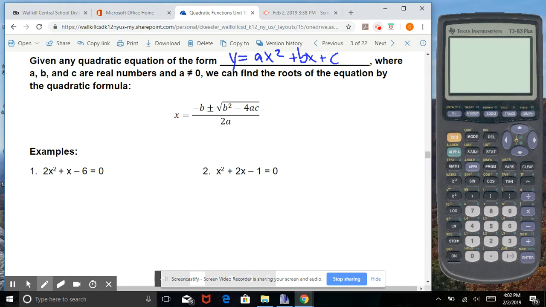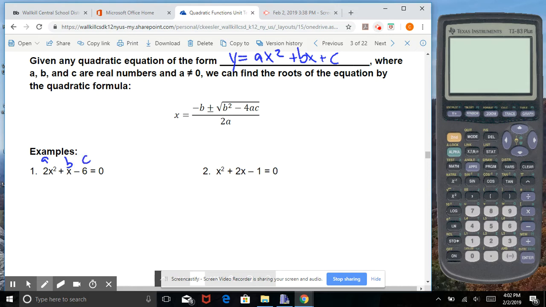So we're going to go through 4 examples, and then you're going to try 4 more on your own using the formula. So taking a look at number 1, we have 2x squared plus x minus 6. So the 2 is our a. The 1 in front of the x, the invisible 1, is our b. And the negative 6 is our c.